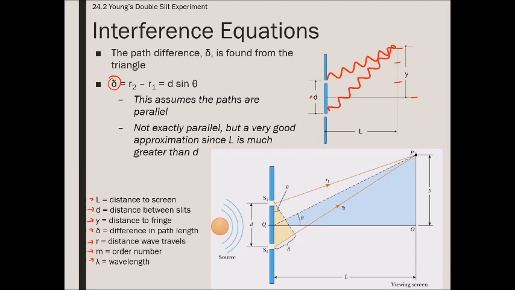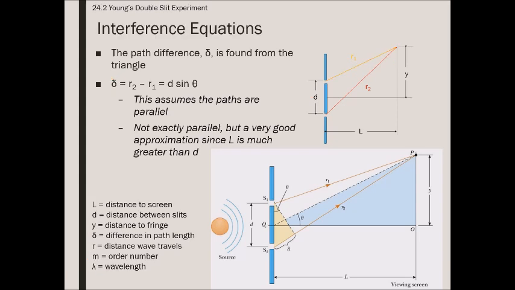Now, notice I skipped over r. R is going to be the distance a wave travels, so the path length. Here on this figure, I have some nice looking waves, and we're going to replace those with two vectors, r1 and r2, to be able to figure out the path length difference. I'm going to move that over and put it on top so we can see that this is our delta, our path length difference.